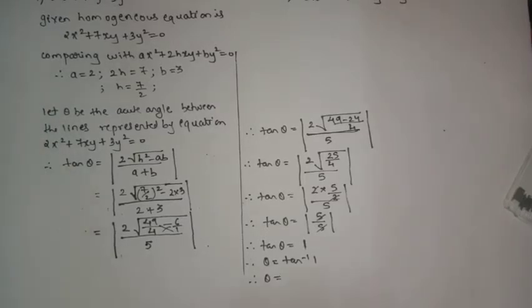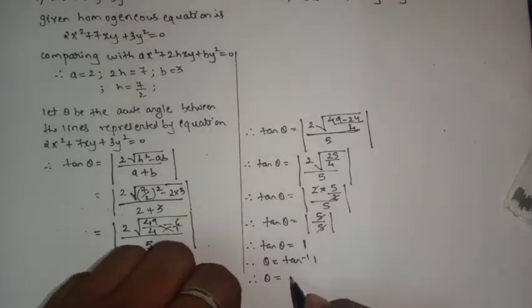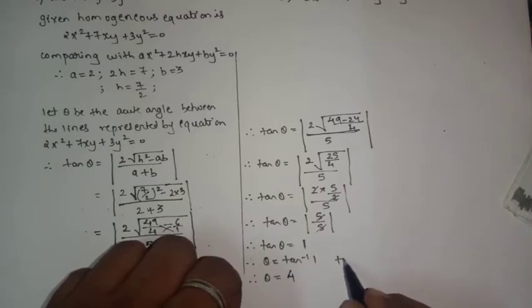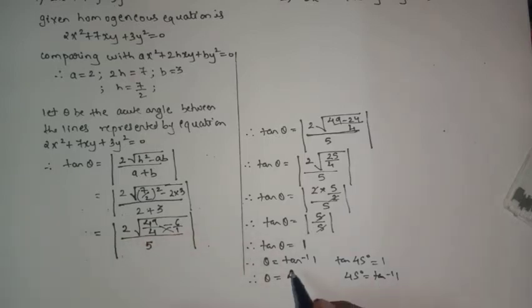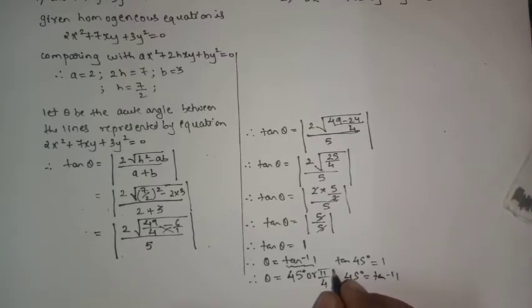So the final answer, as we know from the table, you will get the value of angle theta as tan inverse 1. What is tan inverse 1? When you see tan theta, that means tan 45 is equal to 1. So can I say 45 degrees equals tan inverse of 1? So tan inverse of 1 is actually 45. So here we'll write 45 degrees. Okay, got the point? Or else we can write it as pi by 4 radian.